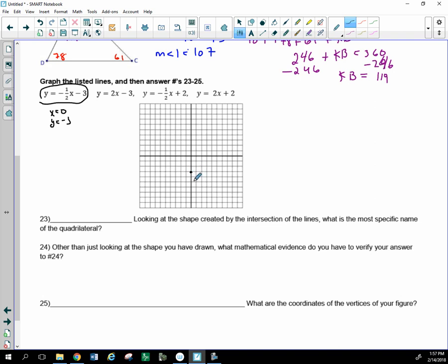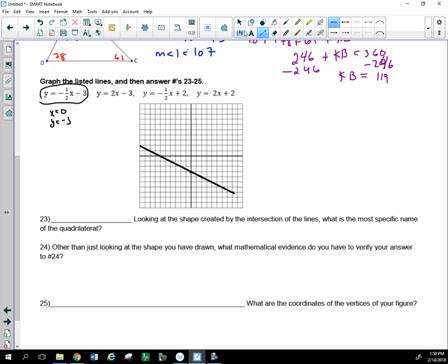From that point, I count down 1 and to the right 2, down 1 to the right 2, and that's enough. Down 1, right 2. So I will now grab a line here and do my best to hit those marks. Alright, I get something that looks like that.